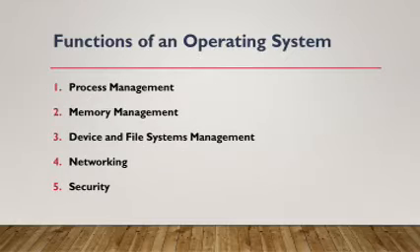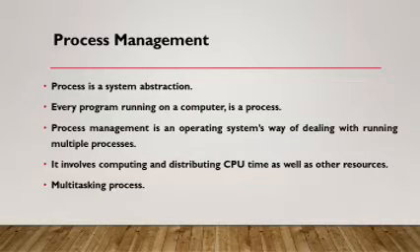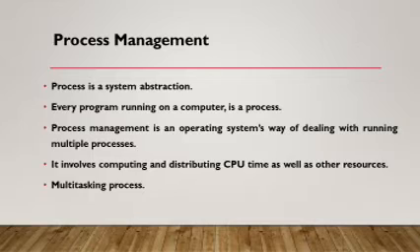So the operating system has 5 major kinds of functions. The first one is process management. Regarding process management in operating systems, the process is a system abstraction, which means the basic function of the computer system, and every program running on a computer, be it a background service or an application, is a kind of process.